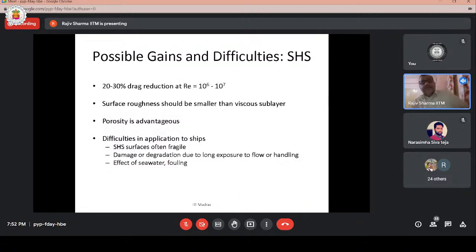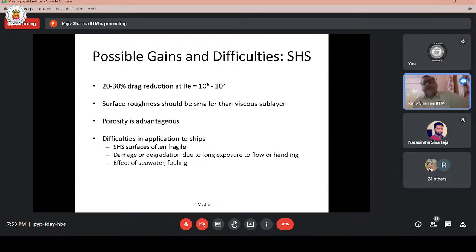Possible gains and difficulties. What is so special? What makes them so interesting? 20 to 30% drag reduction at even higher Reynolds numbers, 10 to the power 6 and 10 to the power 7. Surface roughness should be smaller than the viscous sublayer. And that is something which is not easy to achieve.